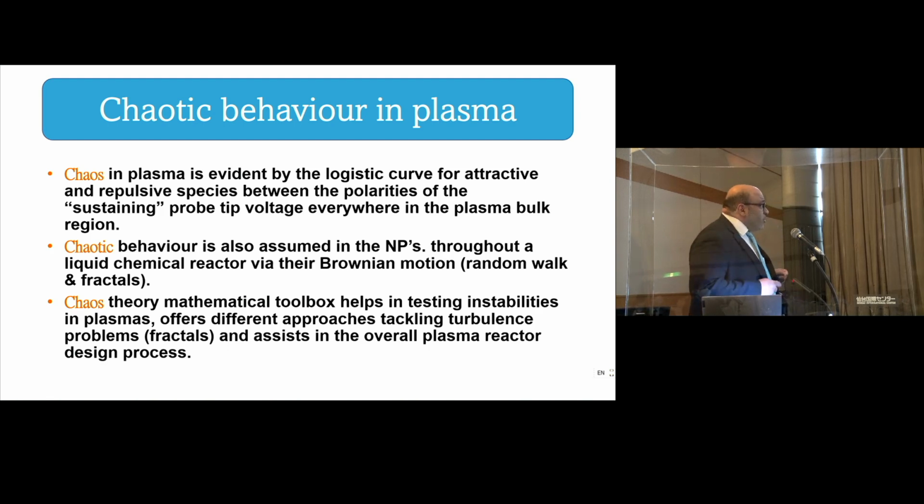Chaos theory itself has a mathematical toolbox. It's about time to bring it back. People 40 years ago, it was all the rage. Now, within the context of plasma, it's been unnoticed for the last 20 years. It's going to be solving a lot of problems, and it is actually. Turbulence, the overall design process, very robust toolbox.